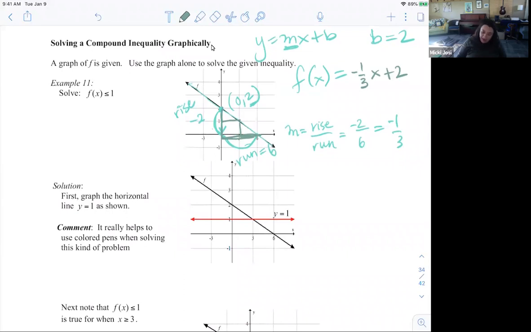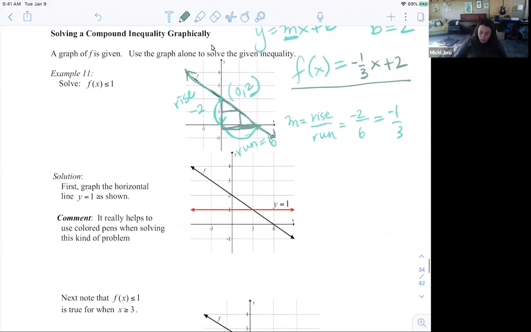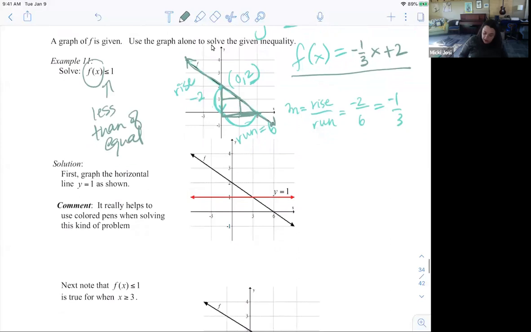If I were doing this backwards, without the line on Desmos, I could type this in and I would see this line get graphed. And we want to solve when f of x, meaning this line, is less than or equal to 1. In order to do this, we're going to graph the line y equals 1. On Desmos, you can use f of x or y equals the equation of the line, and then y equals 1. Anytime you have y equals a number, you get a horizontal line, and that's what we have graphed here.